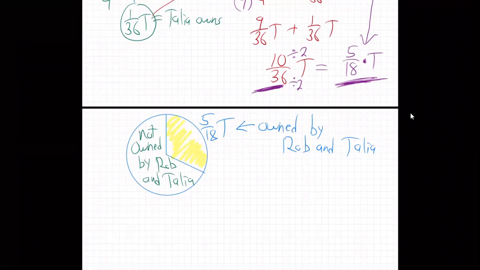They own 5/18, which is a chunk of the pie. So what is the part not owned by Rob and Talia? Do you see I can take the whole pie, 18/18, that's one whole pie, minus 5/18 equals 13/18.